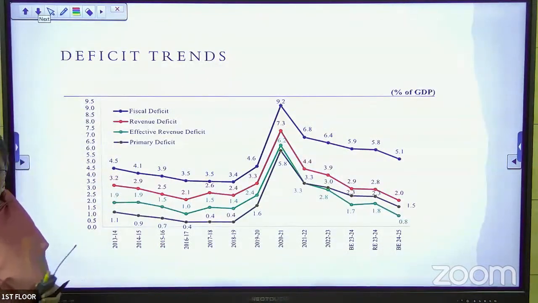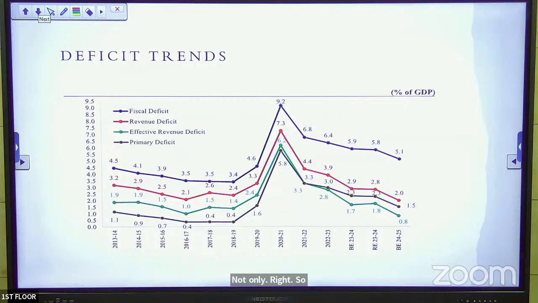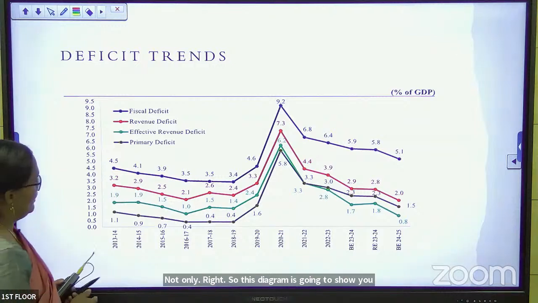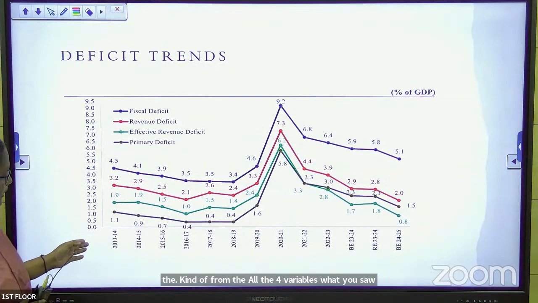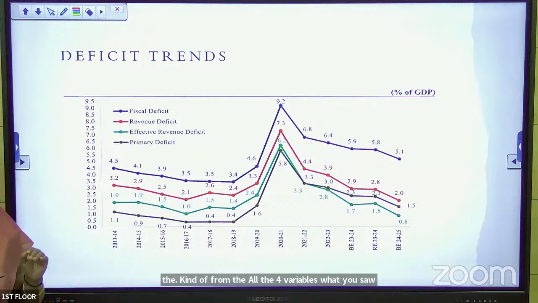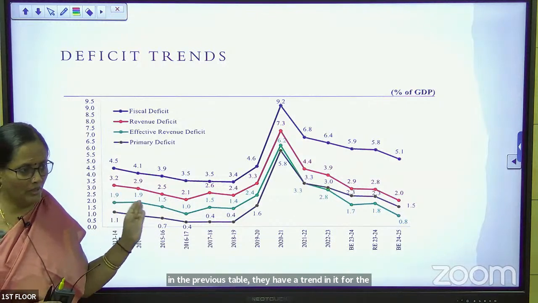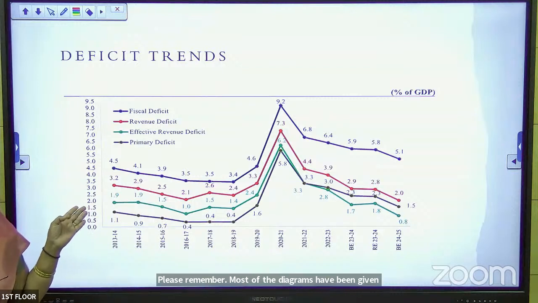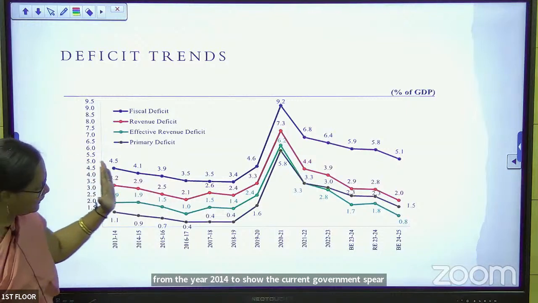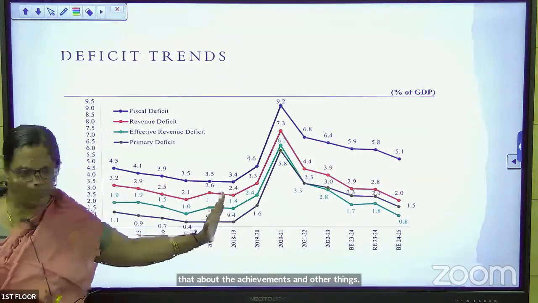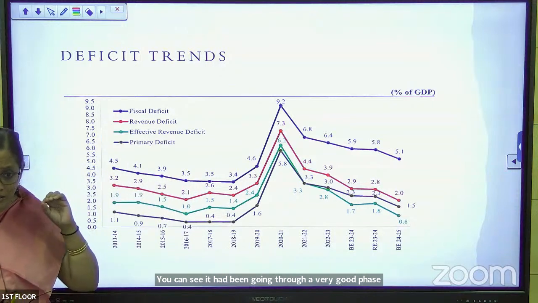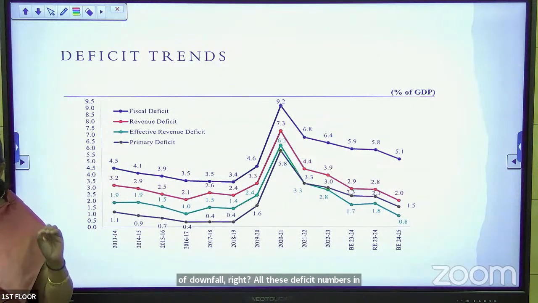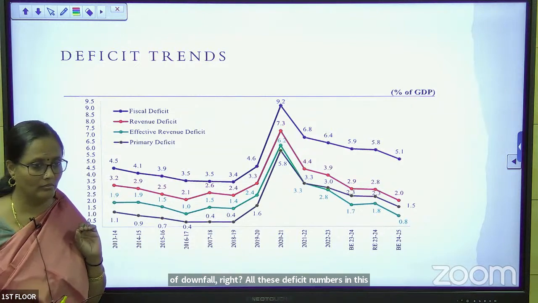Right. So this diagram is going to show you the trends in the deficit. All the 4 variables you saw in the previous table have a trend. For the past 10 years, please remember, most of the diagrams have been given from the year 2014 to show the current government's period, its achievements and other things. You can see it had been going through a very good phase of downfall, right? All these deficit numbers. At this juncture, I want you all to remember the FRBM Act.